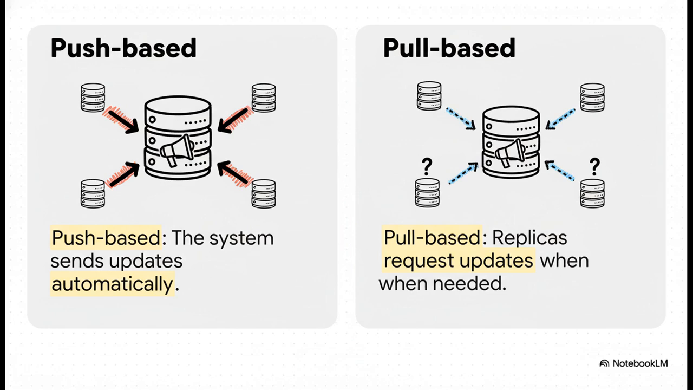Okay, so how do these updates actually get from point A to point B? Well, you can either push or pull. In a push-based system, the main server is super proactive. As soon as it has an update, it just shoves it out to all the replicas. Like, here you go, new data. In a pull-based system, it's the other way around. The replicas are the ones who have to ask. They periodically check in with the main server like, hey, got anything new for me? They pull the data when they're ready for it.